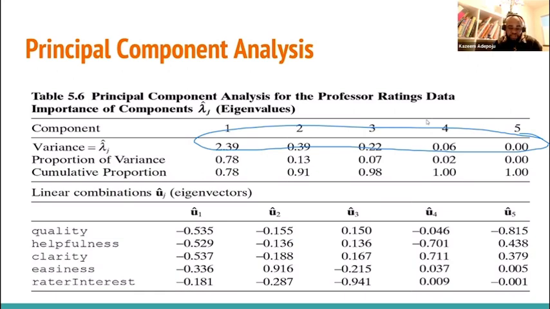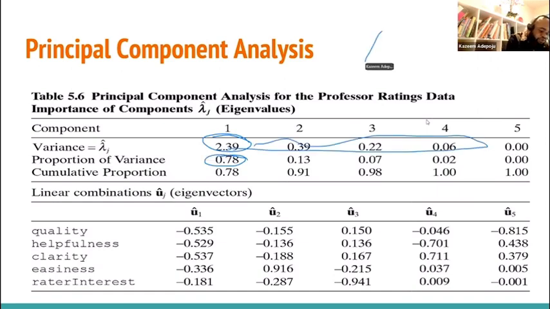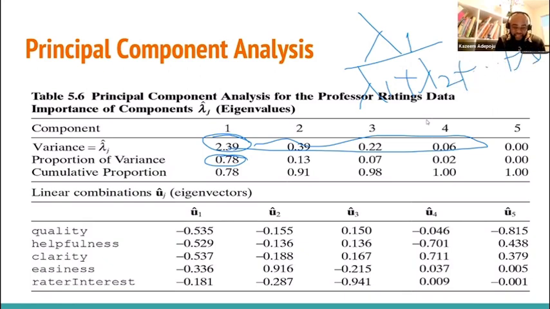Lambda 4 is 0.06 and lambda 5 is 0.00. Take a look at that. So what is the implication of this, when the lambda value is that? You basically want to figure out the proportion of that particular lambda. For instance, do you know how they got 0.78? The 0.78 is just 2.39 divided by the totality. You get lambda 1 divided by lambda 1 plus lambda 2 until you get to lambda 5. That proportion is 0.78.